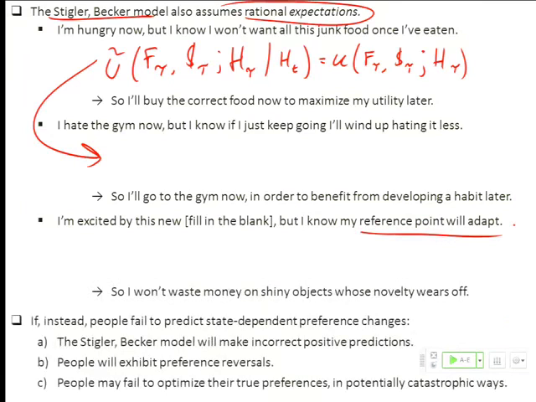And the issue here, and I think that it is actually a potentially very big-ticket issue in terms of welfare consequences, is that if instead people fail to predict state-dependent preferences, a few things happen. First of all, the model will be wrong, and it will make the wrong positive predictions in ways that we can talk about. Second, people will exhibit preference reversals, right?